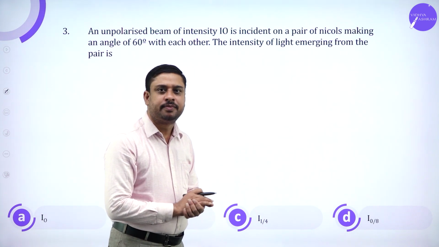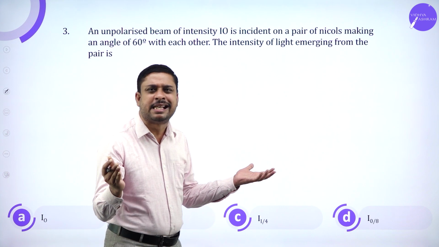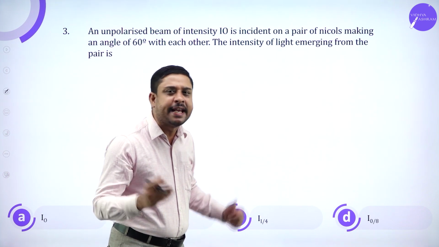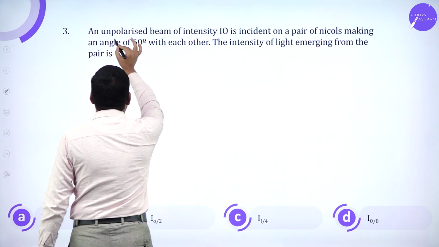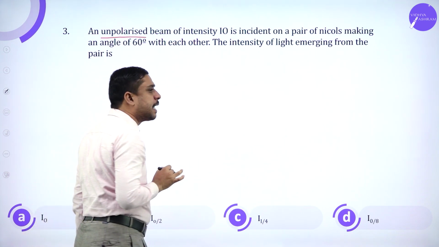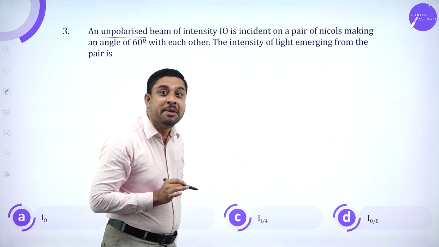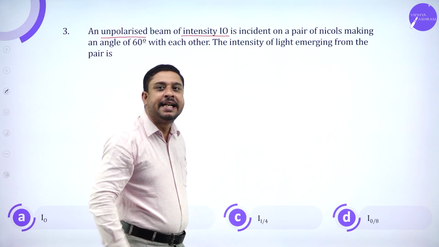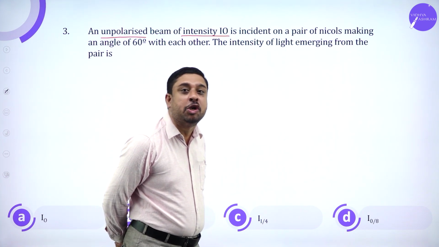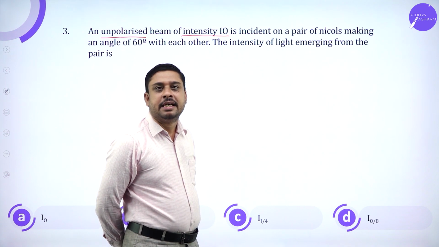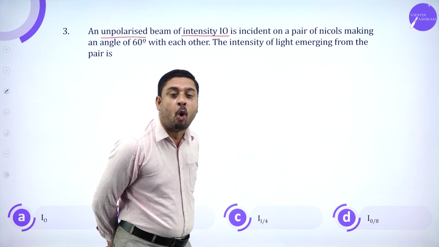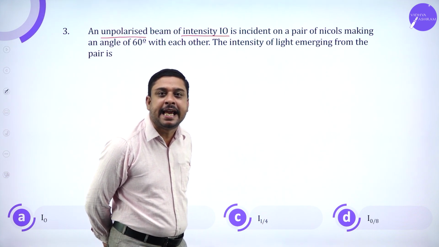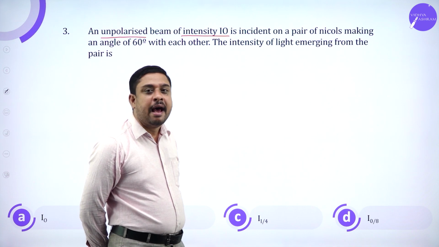Third question. See, such simple questions, with a little bit of concepts, we are getting the answer very easily. An unpolarized beam of light of intensity I0. There is an unpolarized light which has intensity I0.